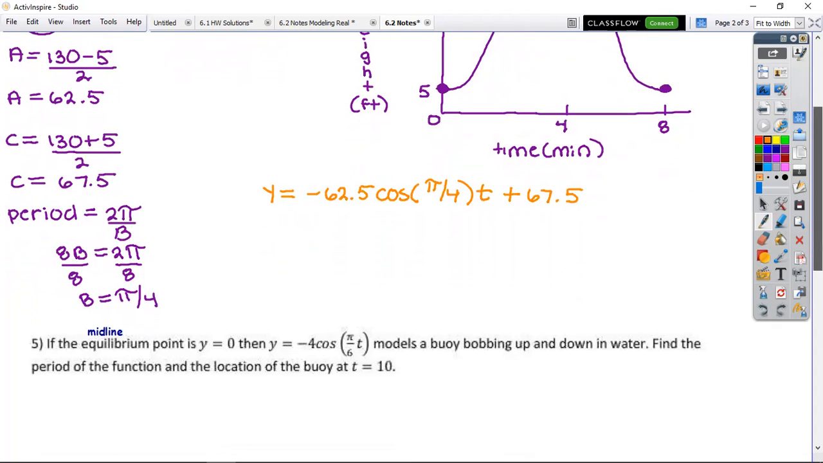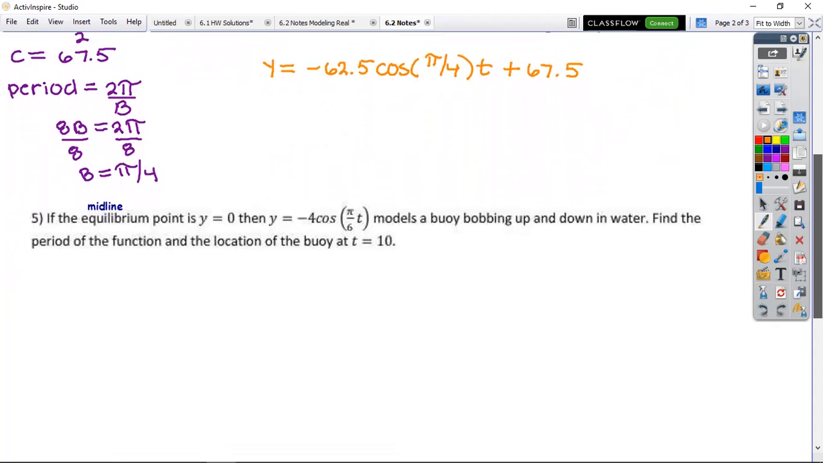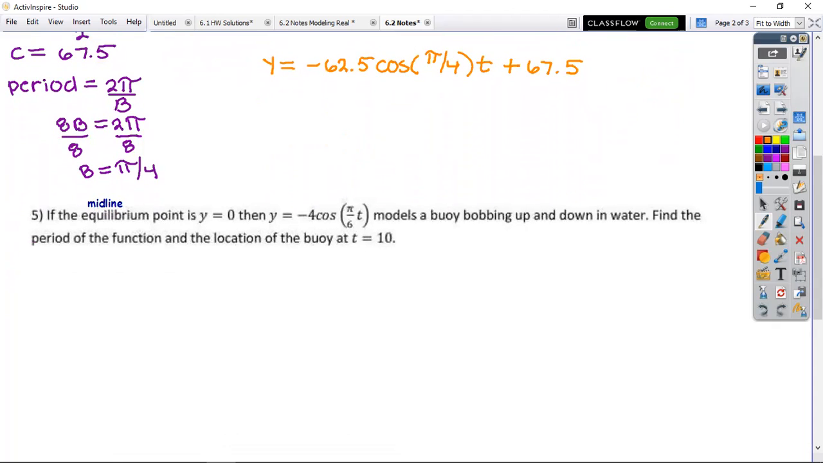All right, one last question. So if the equilibrium, and again, above that, can you write midline, because that's all that's referring to, is y equals 0, which makes sense. There's nothing added on to the end of this equation. Then y equals -4 cos of pi over 6t models a buoy bobbing up and down in the water. Find the period and the location at t equals 10.